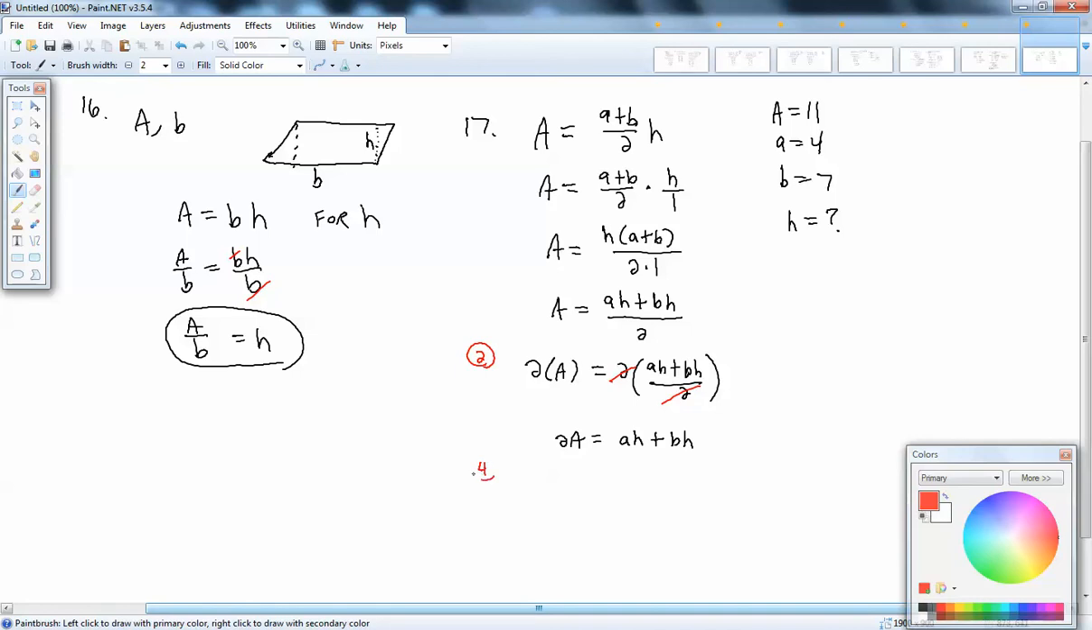Step 4. If necessary, factor out the variable you're solving for. Well, we're solving for h, and we got 2 h's. If you got 2 or more h's, then you factor it out. So I'll take an h out, and that leaves us a plus b.